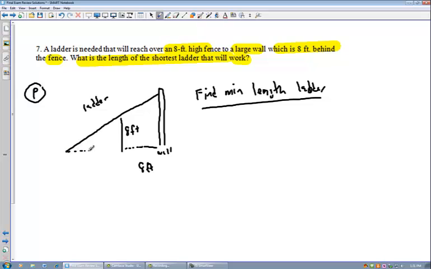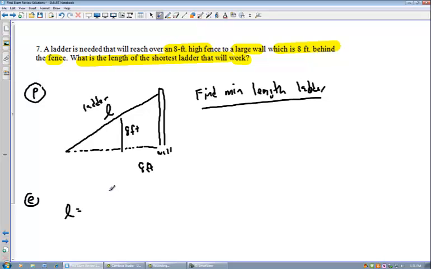Okay. Is that all I know? I think that's all I really know. So I'm going to call the length of this ladder L. I want to find the min length of the ladder, so my equation is going to be an equation for the length L. And so L is going to equal... what do I know about the length of the ladder? Do I know anything?